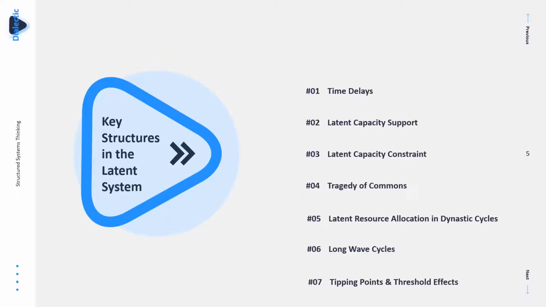Latent capacity supports and latent capacity constraints, we may deal with these a little bit later. I'll touch on this in the limits to growth. These are things within the latent system: a support is something that gives fuel to growth within the latent system, and a constraint is something that puts a ceiling.